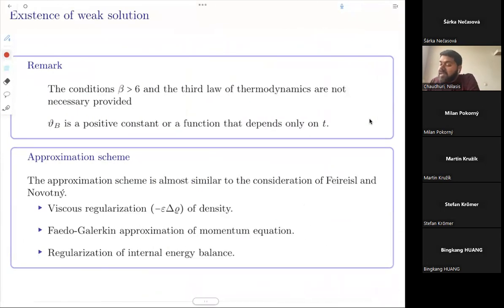So there is the remark that this additional hypothesis can be removed. And obviously also the third law, if theta b is a positive constant or just a function which only depends on time.